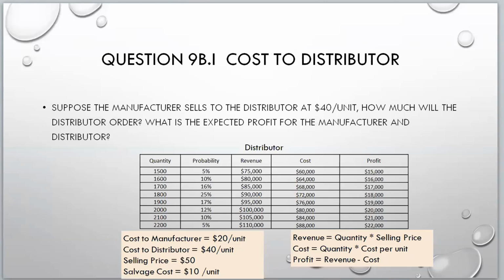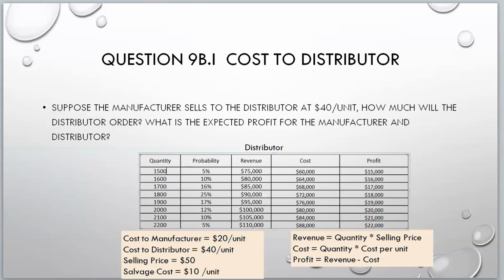So the quantity is this line here, category, times the selling price. The selling price is $50 each, so that's the revenue for the distributor. The cost is the quantity times the cost per unit. I use $40 per unit in my example. So then profit equals revenue minus cost.